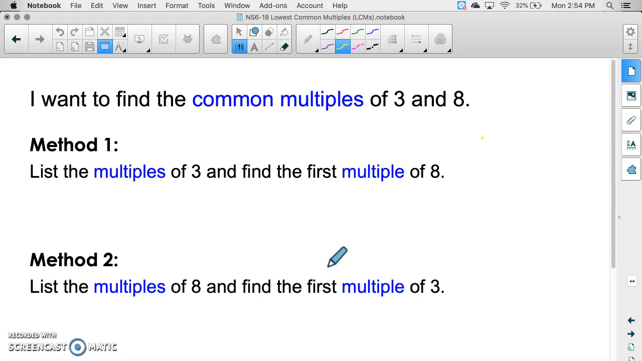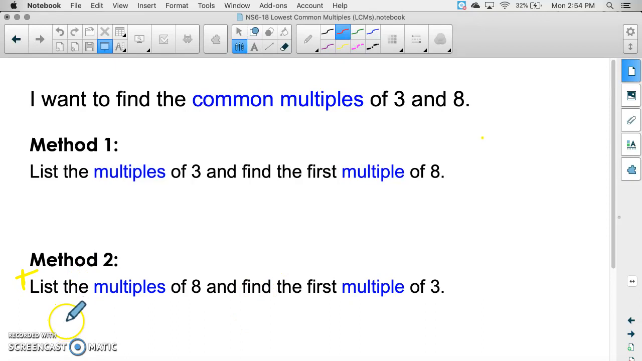So what requires less work? Listing the multiples of 3 until you find a multiple of 8, or listing the multiples of 8 until you find a multiple of 3. The one that requires less work is listing the multiples of 8. Why? Because 8 is the higher number. So it takes fewer multiples of 8 than multiples of 3 to get to the same number. So I'm going to try this method here to find the common multiples of 3 and 8.